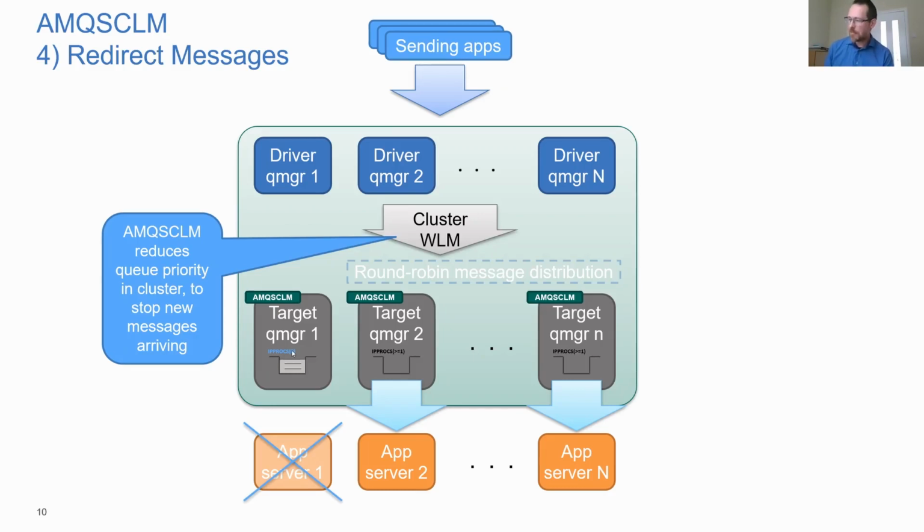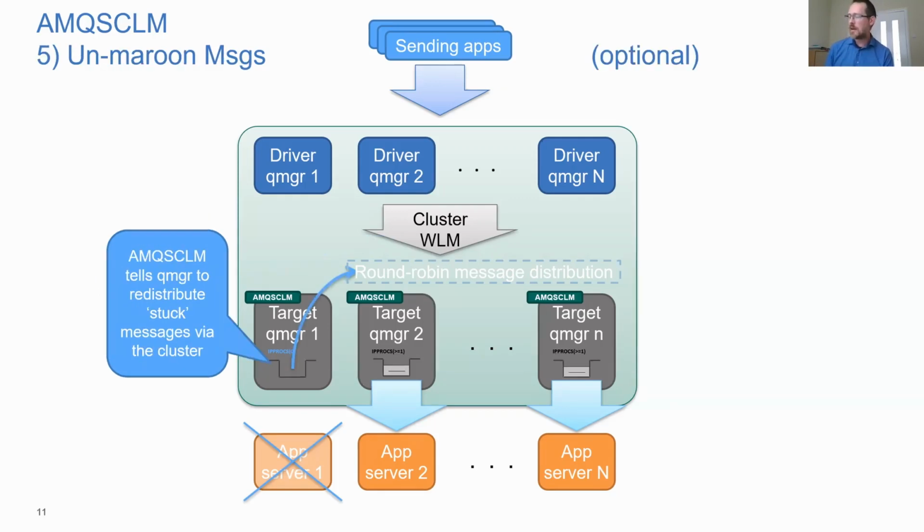So that's great. But what we do still have is a backup of a set of messages there that are kind of stale. They're kind of getting older and older as time ticks on. And so another option you've got with AMQS CLM is also to redistribute those messages. You can enable that if you want. And what happens then is the AMQS CLM application will basically consume those messages from the queue and then send them back into the cluster.